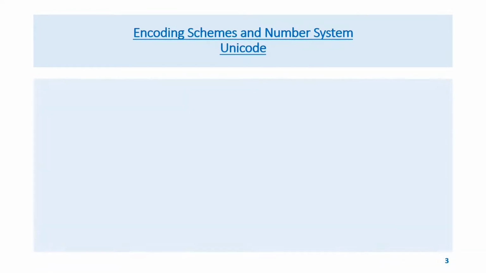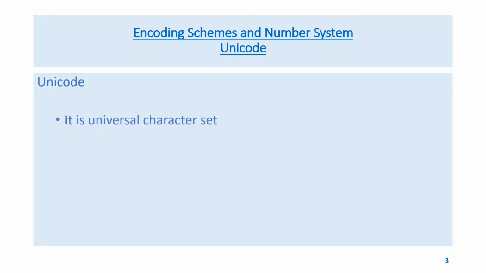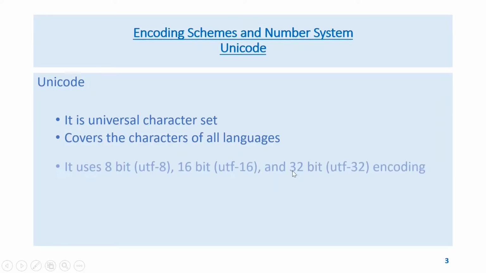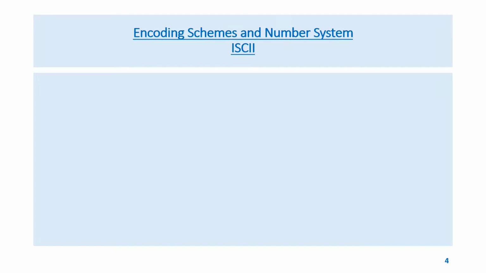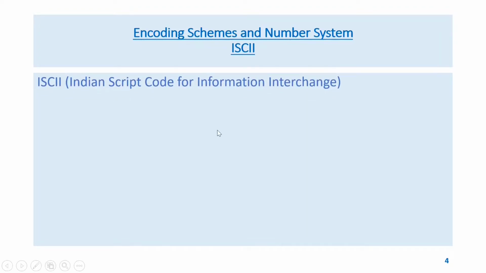The next encoding scheme is Unicode. It is a universal character set. It covers the characters of all languages. It uses 8-bit UTF-8, 16-bit UTF-16, and 32-bit UTF-32 encoding. It occupies more space. The next encoding scheme is ISCII, Indian Script Code for Information Interchange.